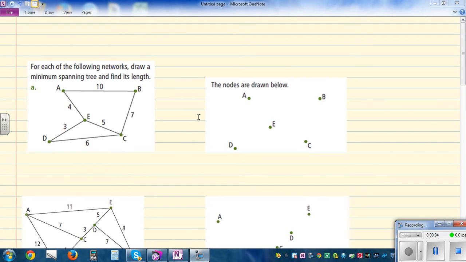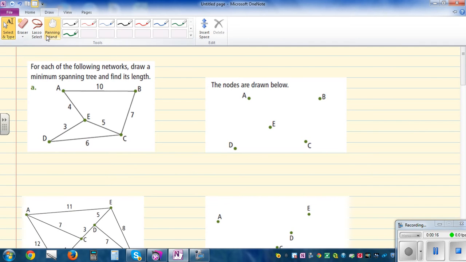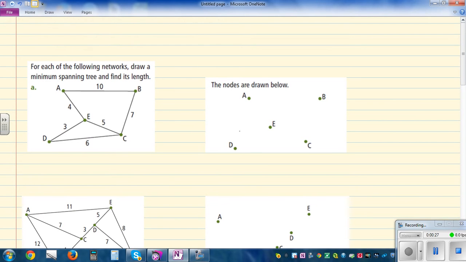For each of the following networks, draw the minimum spanning tree and find its length. To draw the minimum spanning tree, there are different ways of doing it. It's basically joining all the nodes, and if you add the lengths, the total length should be minimum. So the way in which I like to do it, you can choose.